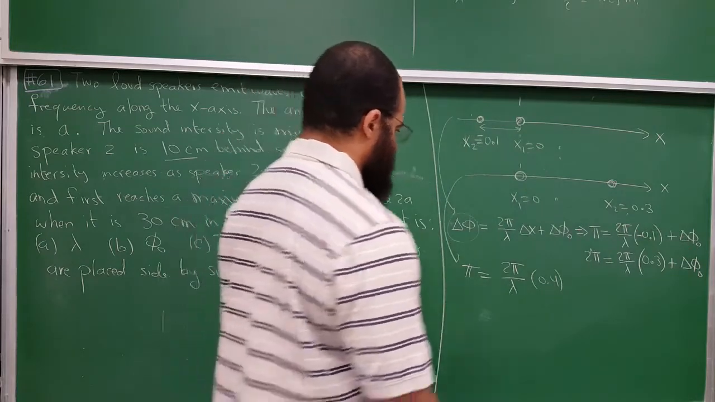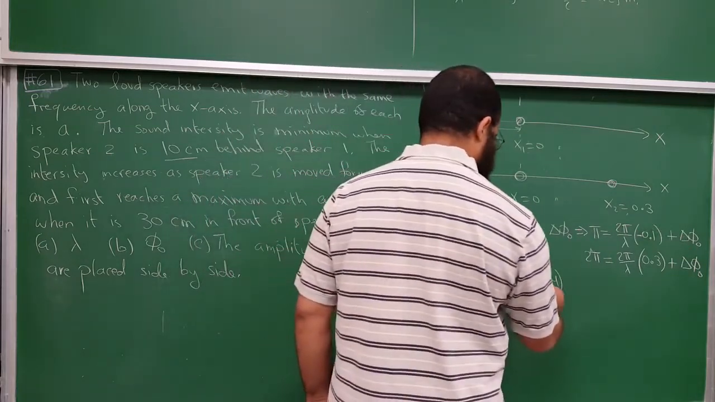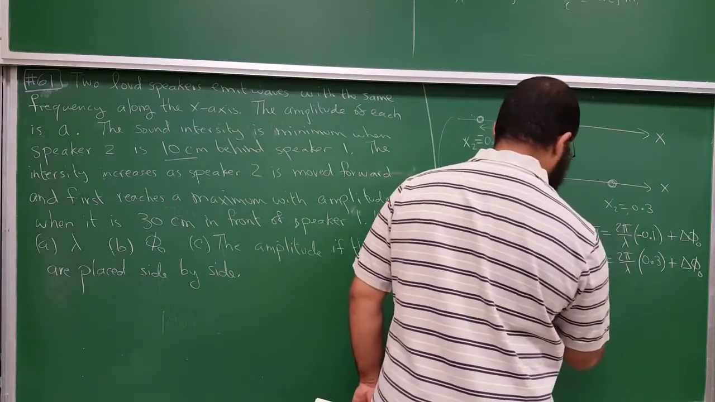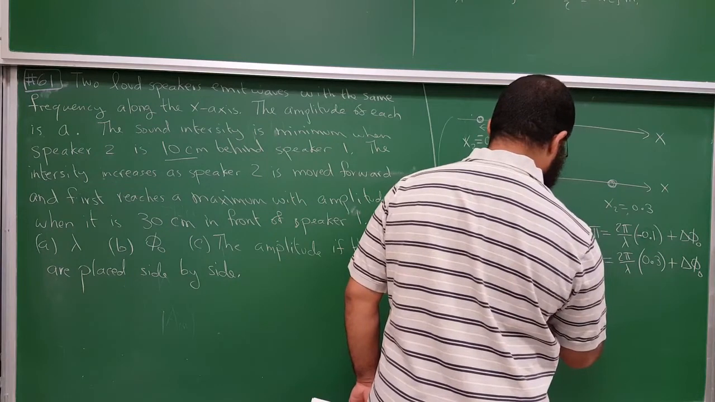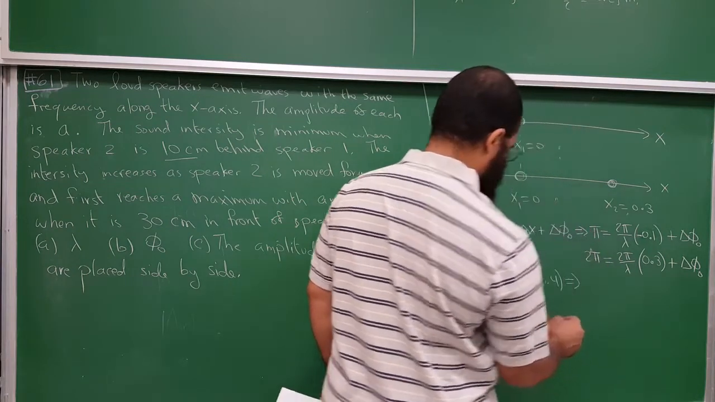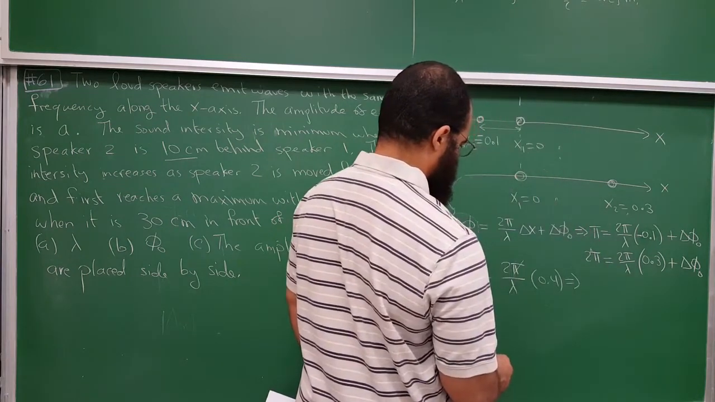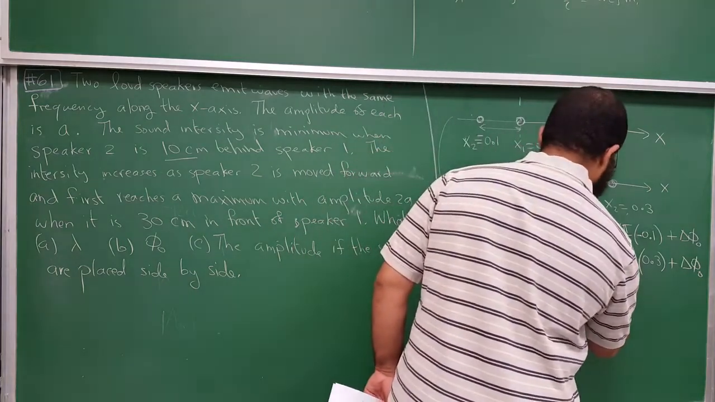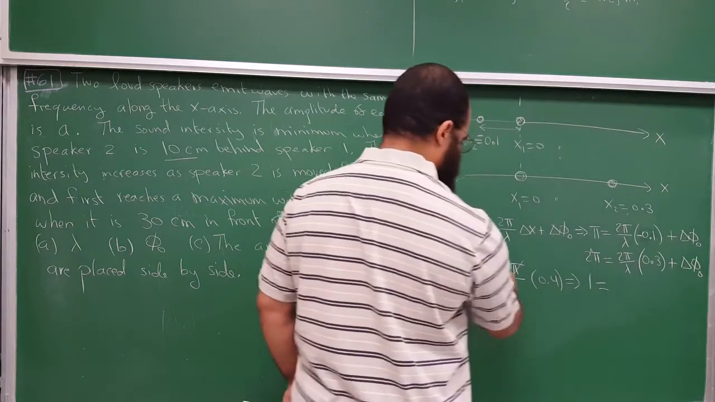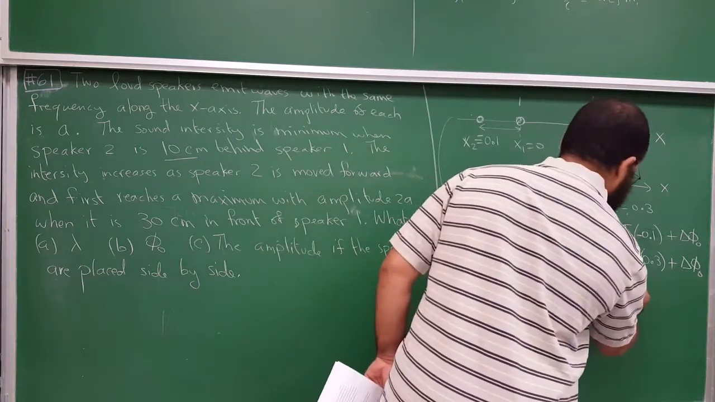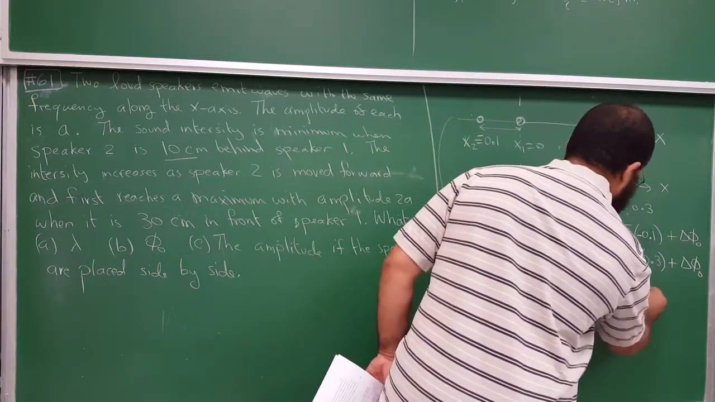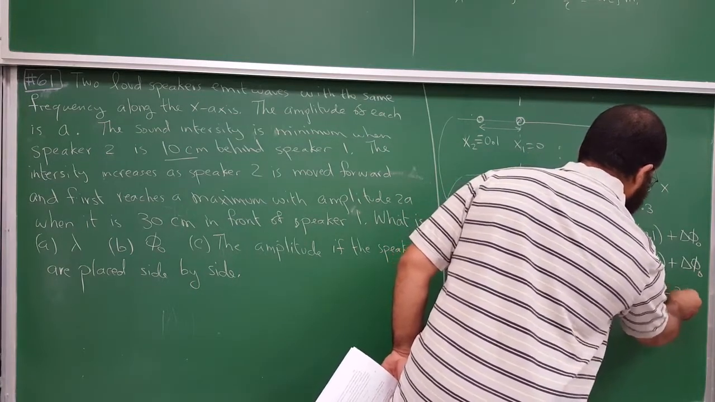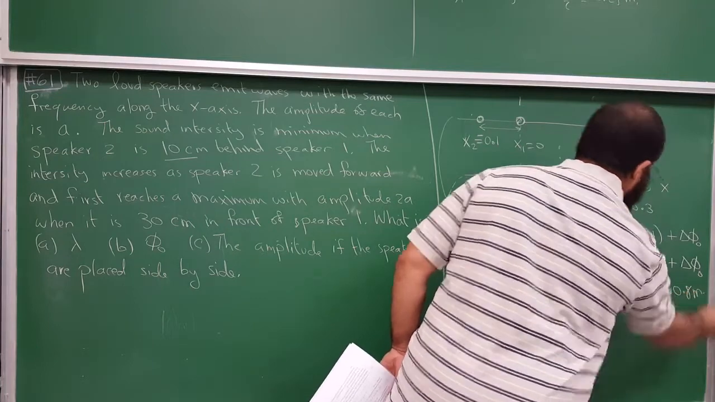So now I get to calculate lambda. The pi goes away. On the left-hand side I have 1, and then I have 2 times 0.4, which is 0.8, over lambda, and that gives me a lambda equal to 0.8. Okay, fine. Lambda is 0.8.